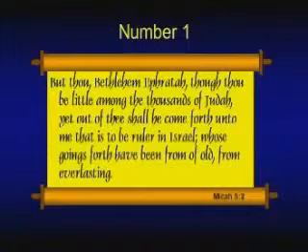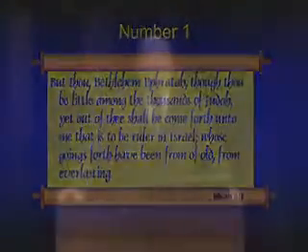Micah 5:2. But thou, Bethlehem Ephrathah, though thou be little among the thousands of Judah, yet out of thee shall he come forth unto me, that is to be ruler in Israel, whose goings forth have been from old, from everlasting. We could spend a whole hour just extracting the gems that are tucked away in this one verse, but we're going to extract just one fact. Where was the Messiah to be born?